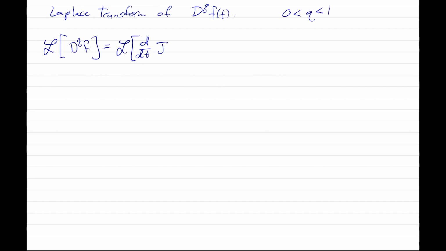So this is applied to J^(1-q) of f(t), right? Now, what happens? Well, to start off, we know what to do with derivatives. That's going to turn into a multiplication by s of our Laplace transform. So we get s times the Laplace transform of J^(1-q) f, minus the initial value of the fractional integral of f, where that fractional integral is of order 1-q.